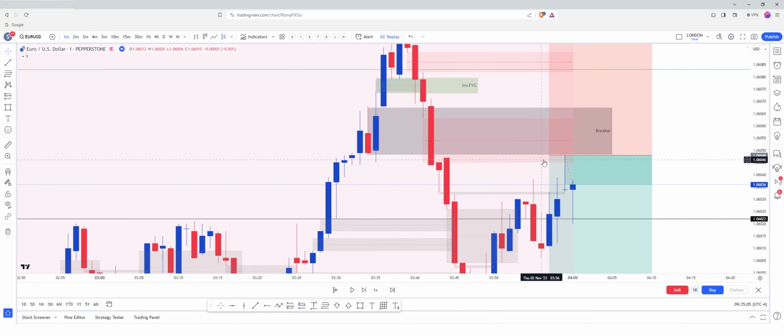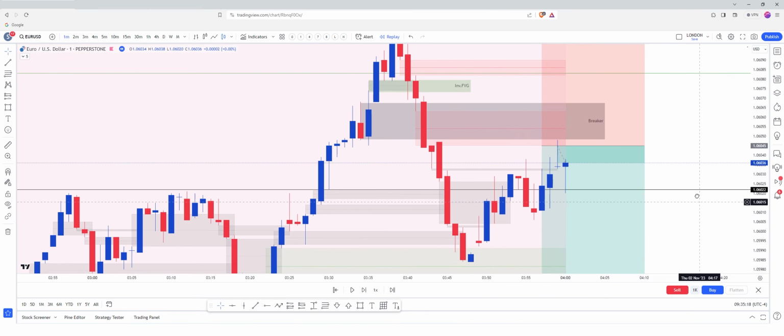Unlikely that you would have got entered at that because of spread. It hasn't encroached into the breaker block at all. So again, you're back to the fact that you need to give yourself a few points allowing for spread below the breaker block. Something we need to consider.